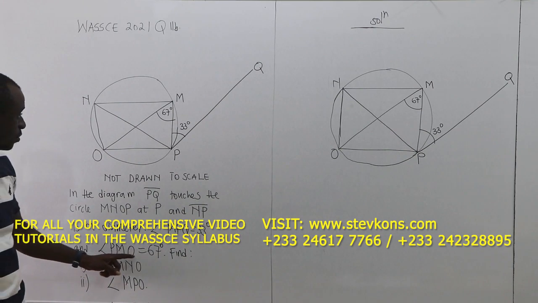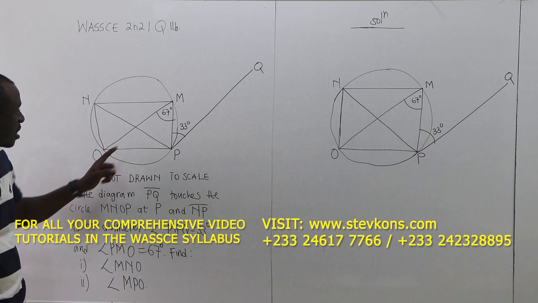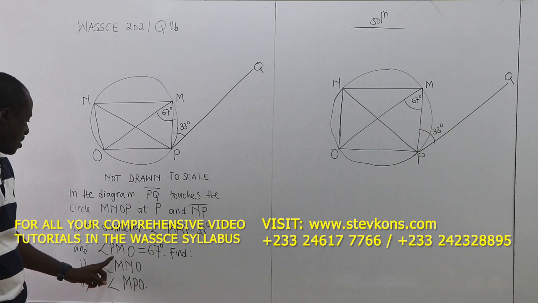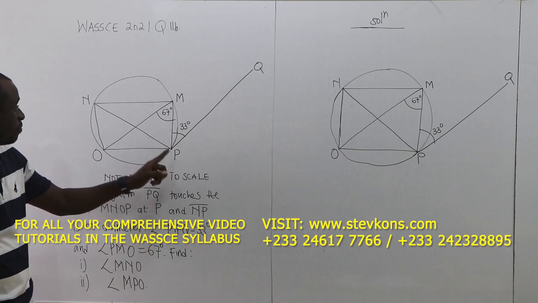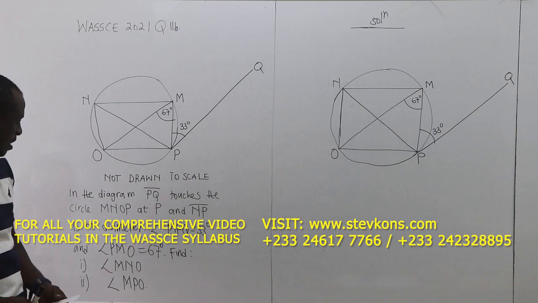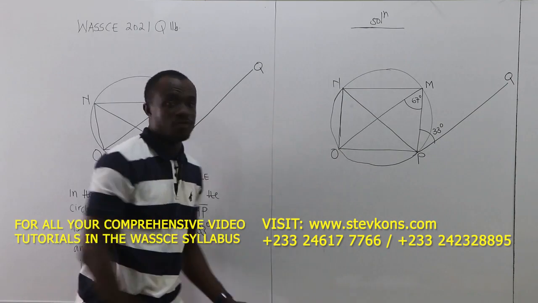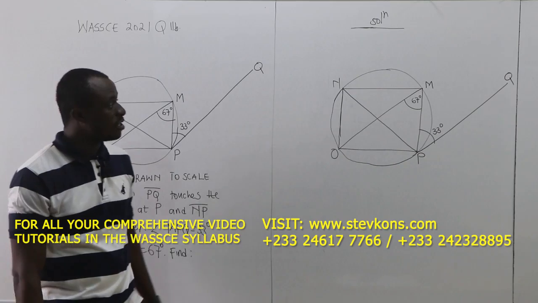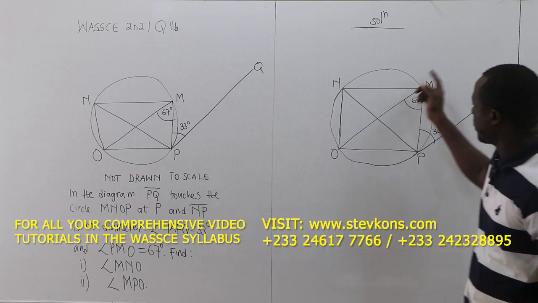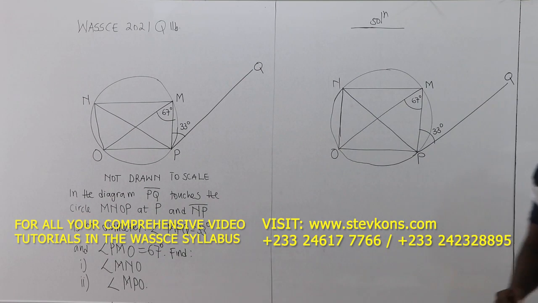And then angle PMO, the angle here, is 67. We want to find MNO, and that's what I've done. I've drawn it here so you can redraw it. The first one says find MNO. So how can we find it?